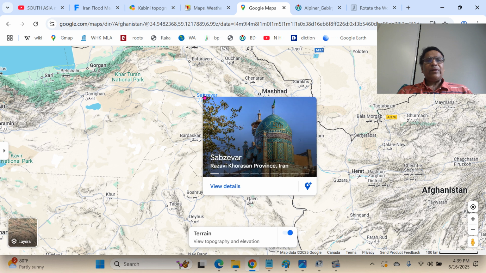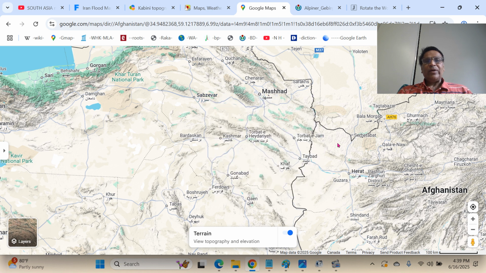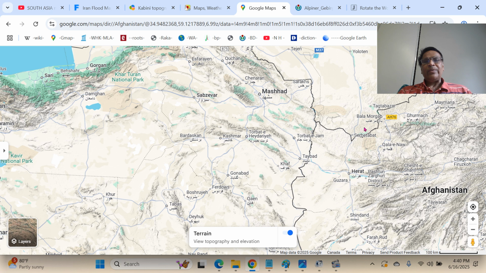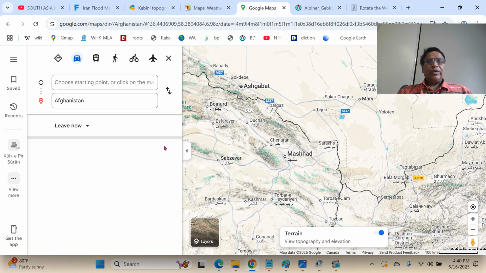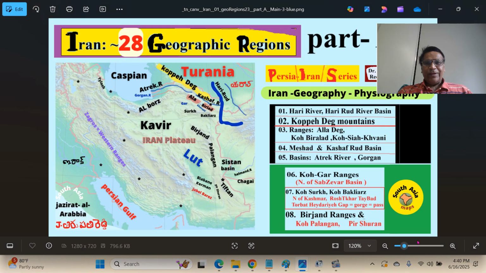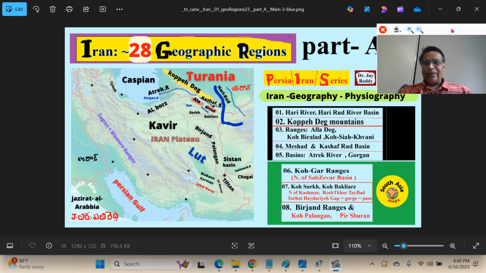In Sabzevar, there is the mountain range we talked about. And this is the river we talked about, the Jamrud river. Rud is a river, that is a left tributary of the Hari River, that is the Harirud River. You can see from here the Harirud River goes and finally forms the border and goes to Sarakhs and Tejen and those regions. So in essence, we covered today broadly the first part, the major geographic, physiographic regions of the fascinating Persian region.